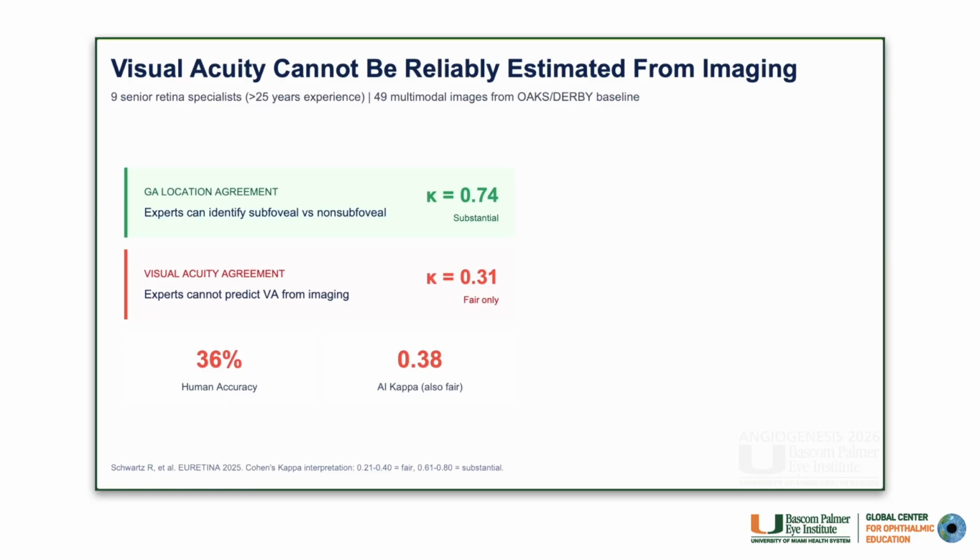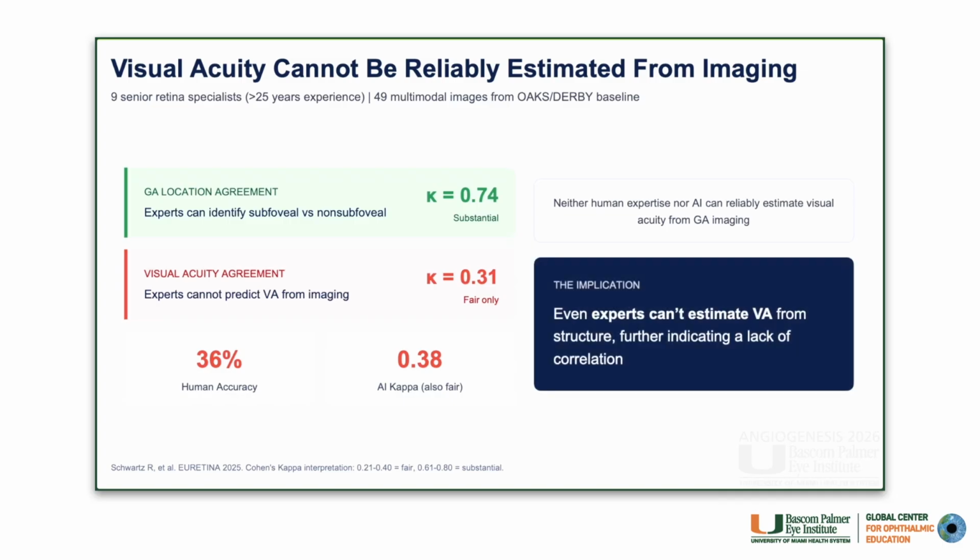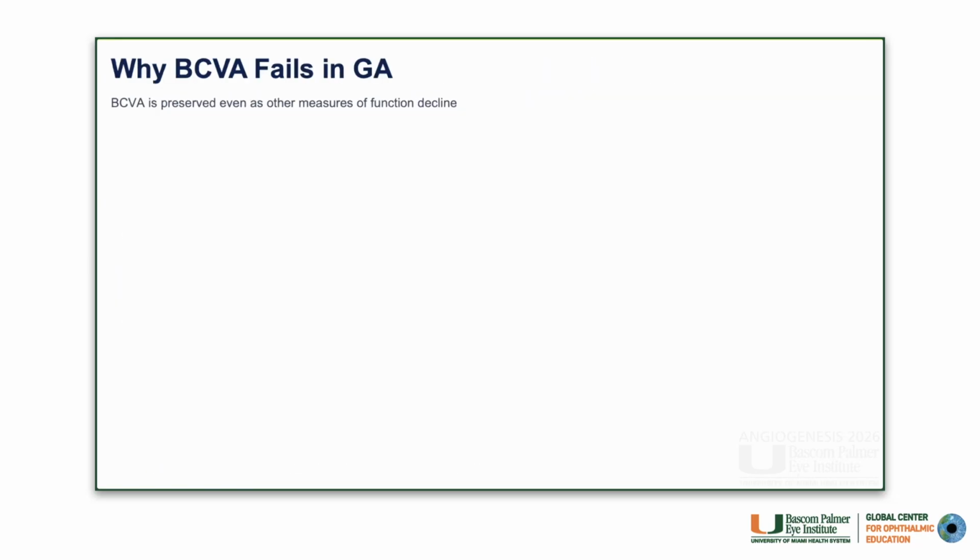However, for visual acuity, it was only 0.31, which is considered fair. Unfortunately, although the AI performed better than humans, it still had only fair agreement with the actual BCVA. In summary, neither human expertise nor AI can reliably estimate visual acuity from GA imaging. And so if experts struggle to predict visual acuity from structure, this further indicates a lack of correlation between structure and visual acuity in GA.